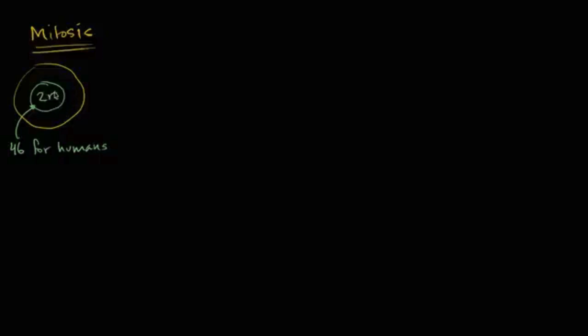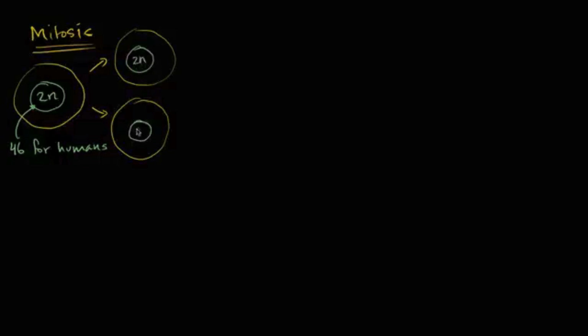Now, after the process of mitosis happens, and you have your cytokinesis and all the rest, you end up with two cells that each have the same genetic information as the original. So you now have two cells that each have the diploid number of chromosomes. So 2n and 2n.